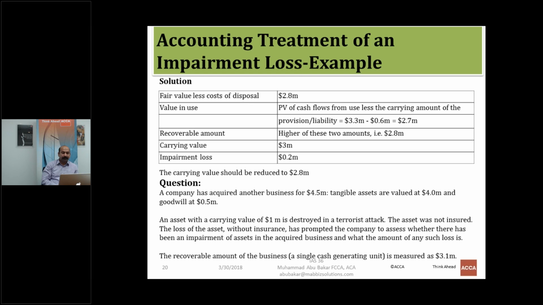Okay. Next small question is, a company has acquired another business for 4.5 million. Tangible assets are valued at 4 million and goodwill at 0.5 million. The asset with a carrying value of 1 million is destroyed in a terrorist attack.